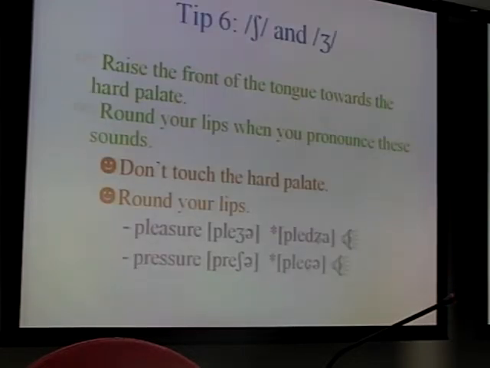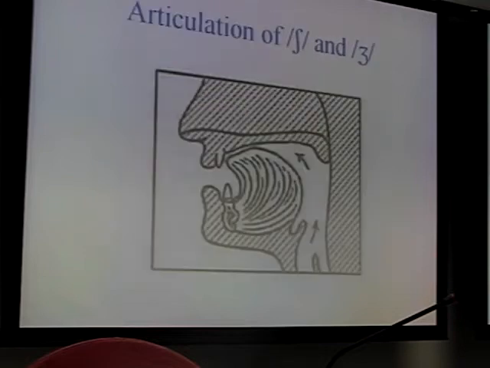And the difficult English fricatives, sh and j. So when you pronounce these fricatives, you should raise the front of the tongue towards the hard palate, and at the same time you have to round your lips when you pronounce these sounds. Okay? So if you have a look at this picture, the blade and the front part of the tongue is raised towards the hard palate. Okay?